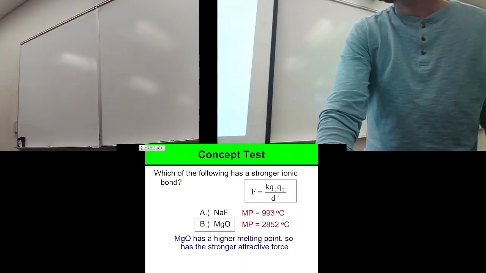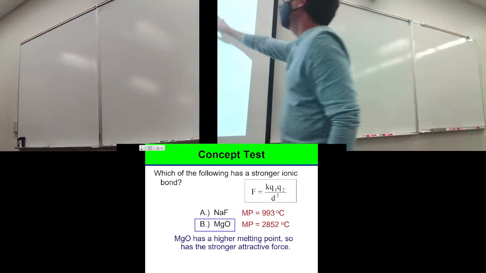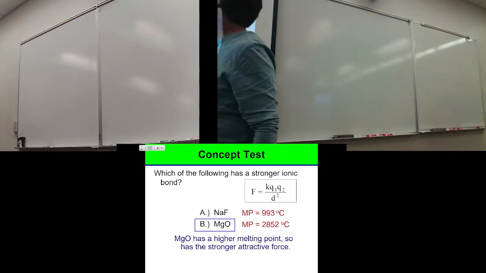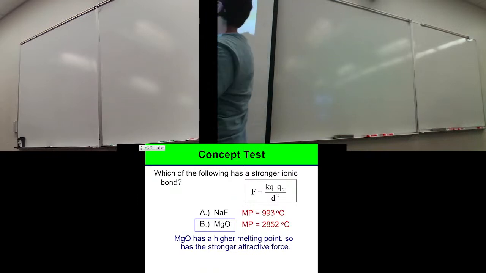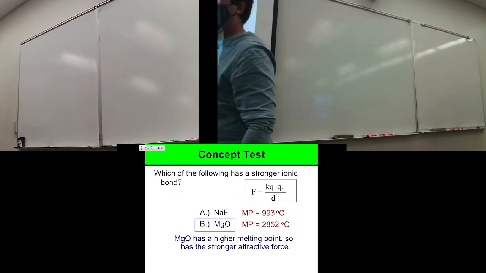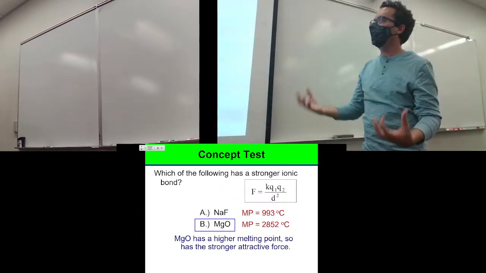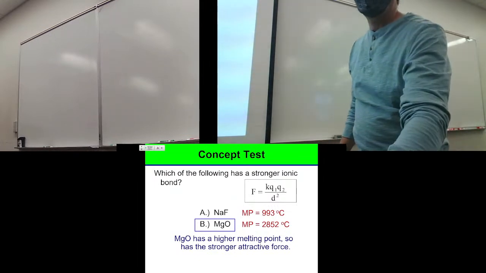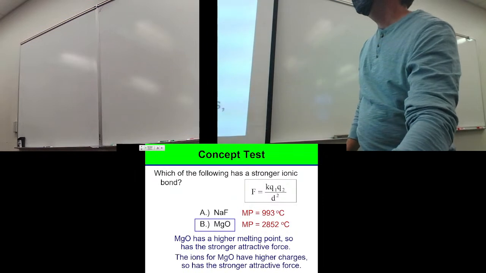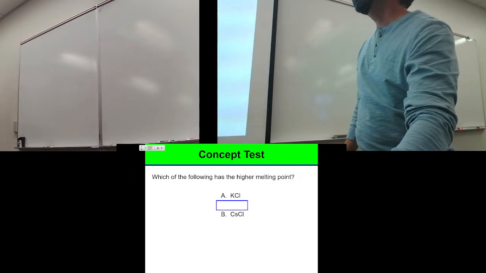Okay. And again, Coulomb's law spells it all out. The larger the charges, the larger this numerator is going to get, and so the greater the force. But if I make the distance larger, this denominator gets larger, then this term gets smaller, so the smaller the force. So larger ions mean a weaker ionic bond. We want small ions to make a stronger ionic bond.